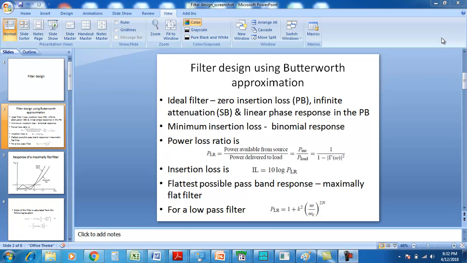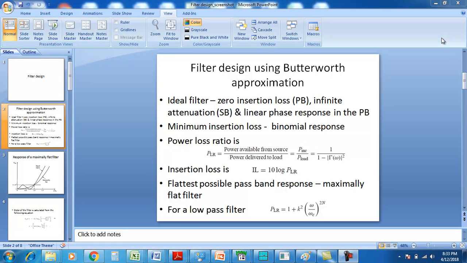An ideal filter, that is an ideal one, has insertion loss of 0 and attenuation is infinite, and it has a linear phase response in the passband. Passband means it has to allow a certain band of frequencies. So its insertion loss should be 0.